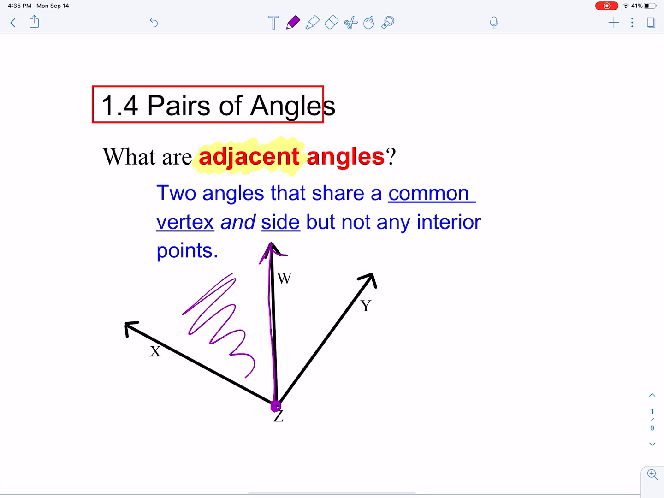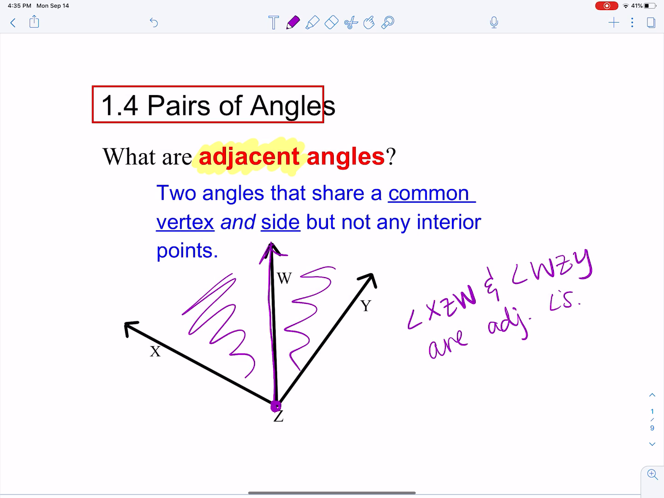So we have two angles here, angle XZW and angle WZY are adjacent angles.